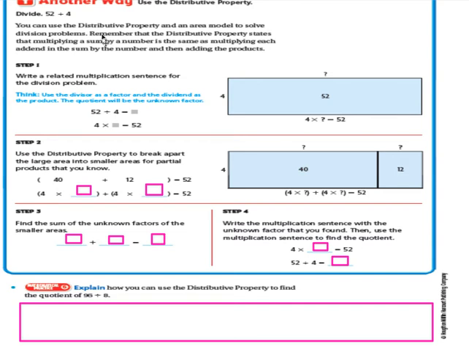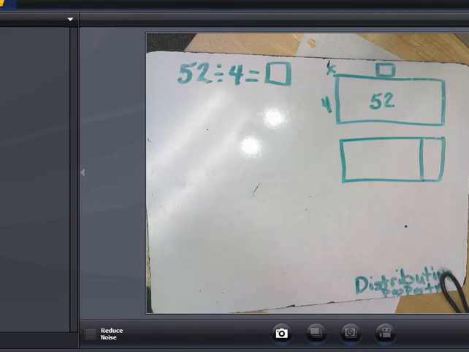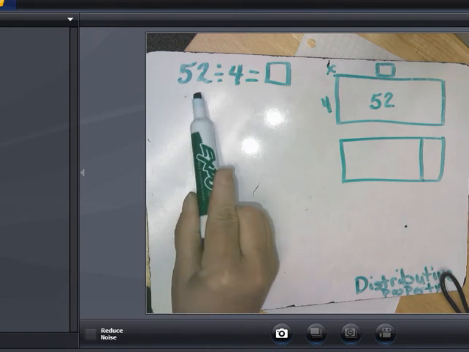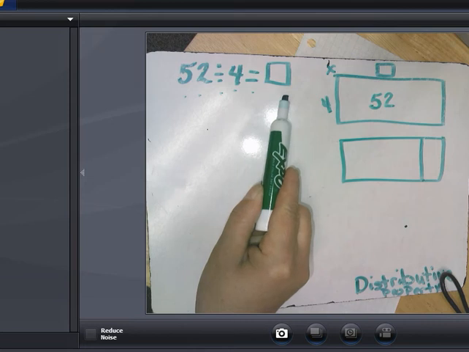As you're looking here, it's another strategy. So we're going to divide 52 divided by 4. I don't know what that is, so I can use the distributive property and the area model to solve this. My first step is I want to flip to my board. The first step I would do is write my division problem. 52 divided by 4 equals, I don't know.